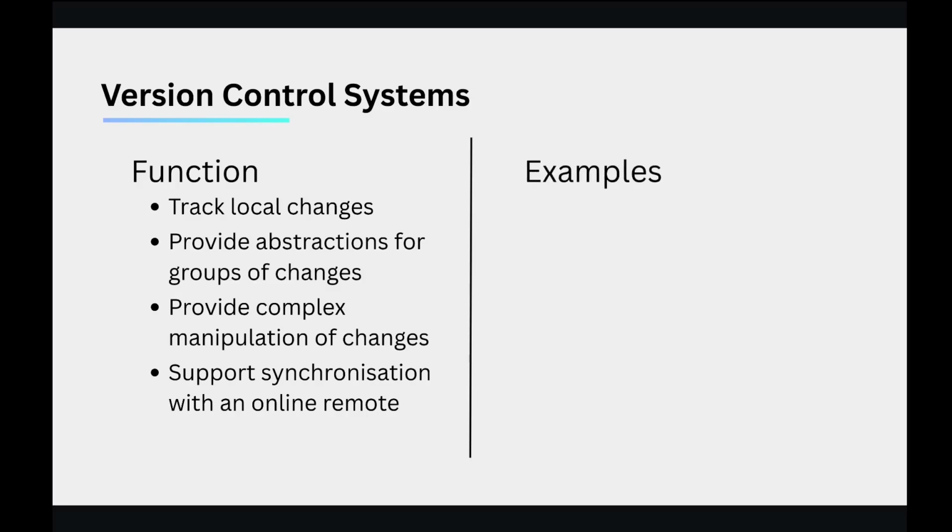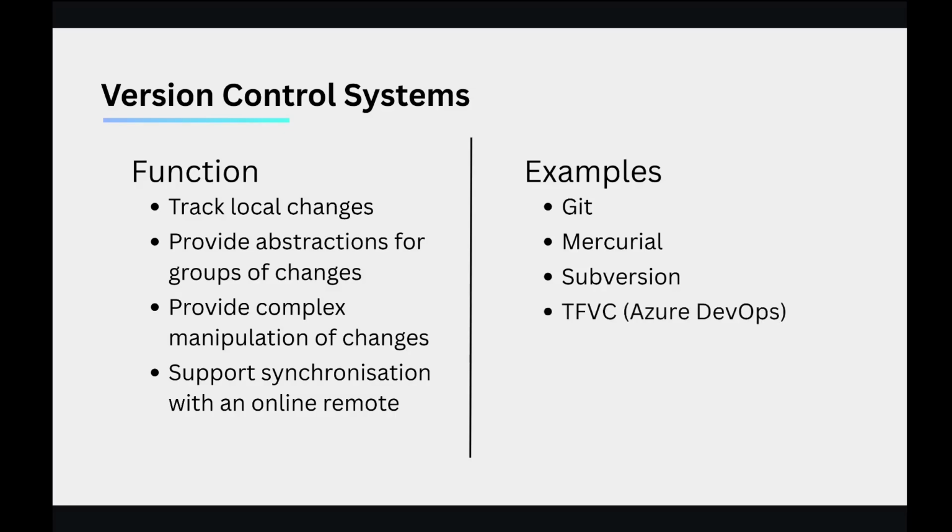Now, a few examples. There's Git, by far the most famous and most widely used. There's Mercurial, which is a bit less well known but still used by some big projects like Firefox. There's Subversion, and there's also TFVC, which is used by Azure.